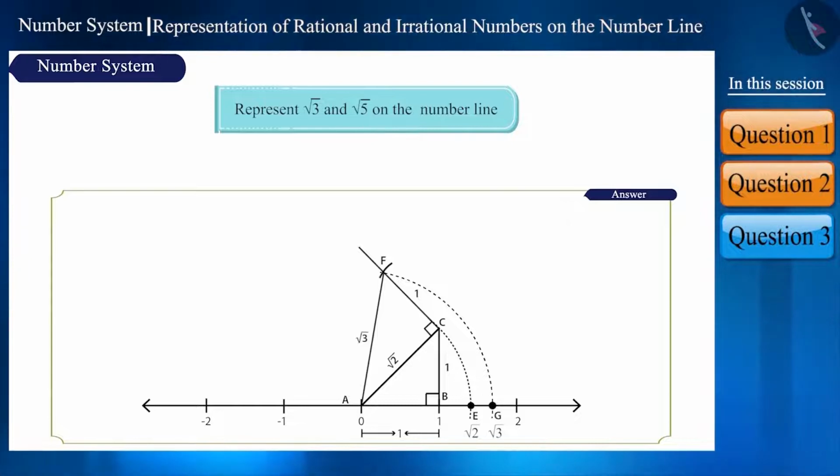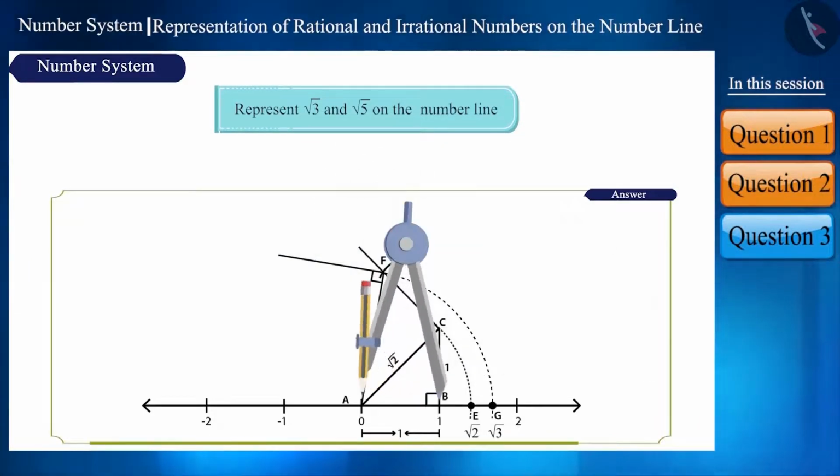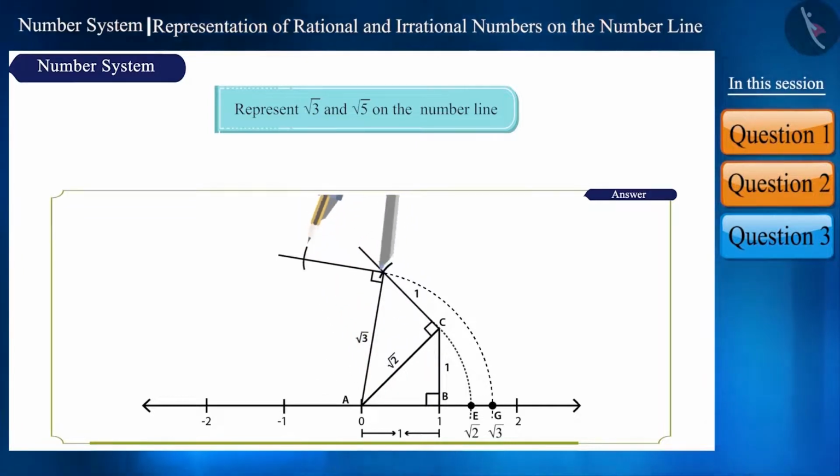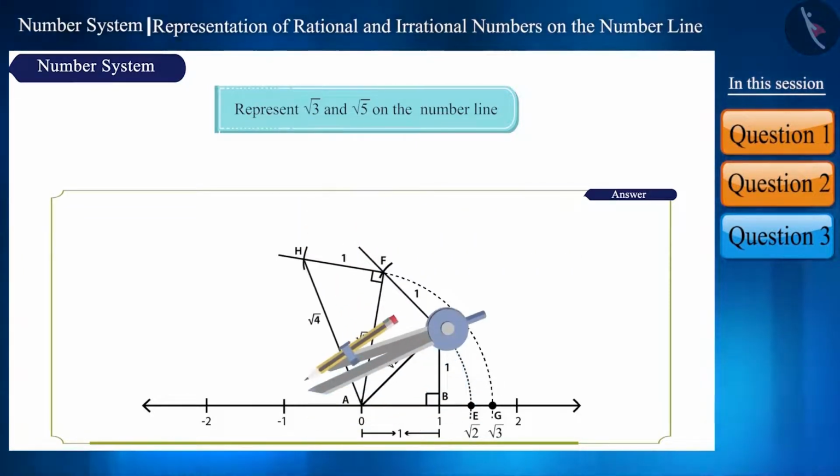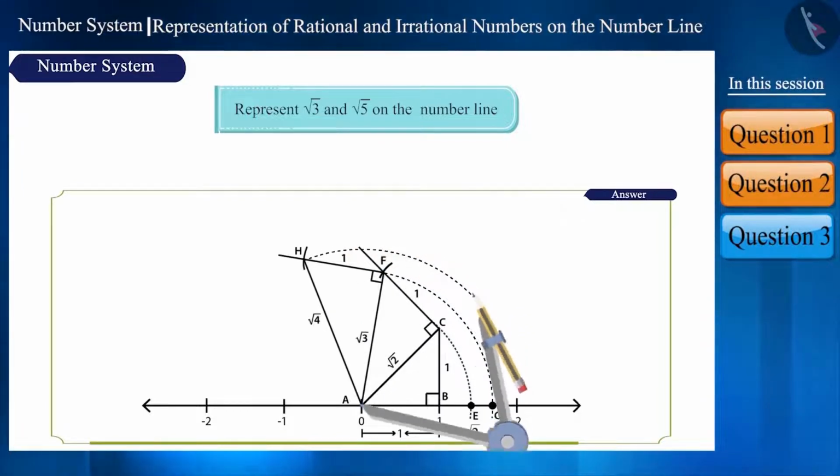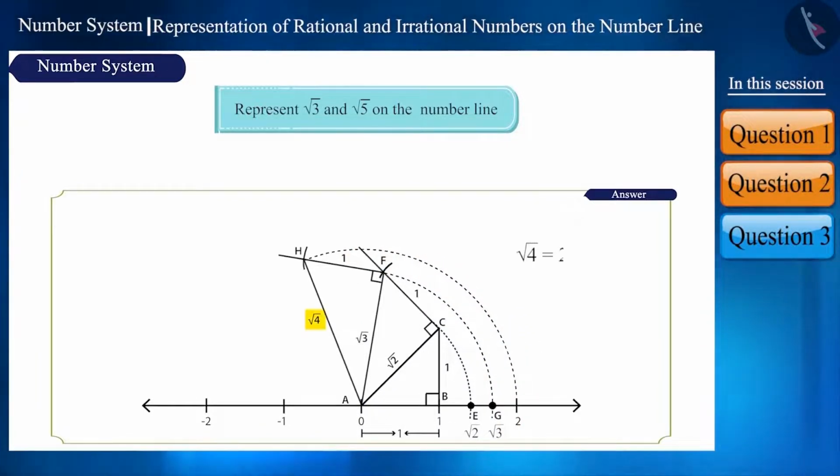Friends, we can represent root 4 using the same process. And now we get the arc cutting at point 2. This is because the value of root 4 is 2.